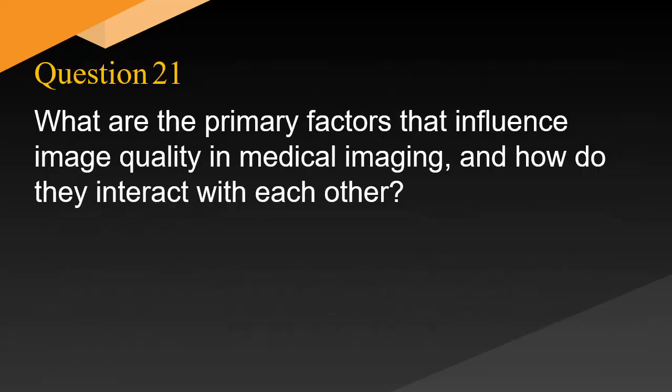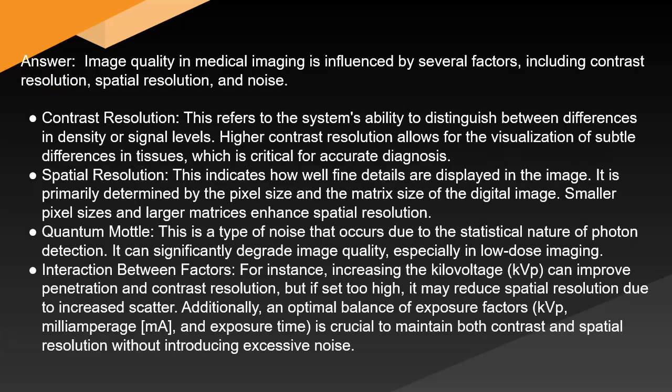What are the primary factors that influence image quality in medical imaging, and how do they interact with each other? Answer: image quality in medical imaging is influenced by several factors, including contrast resolution, spatial resolution, and noise. Contrast resolution. This refers to the system's ability to distinguish between differences in density or signal levels. Higher contrast resolution allows for the visualization of subtle differences in tissues, which is critical for accurate diagnosis.